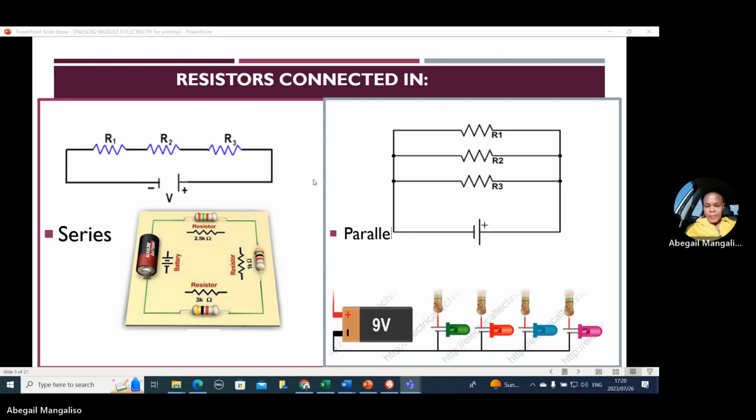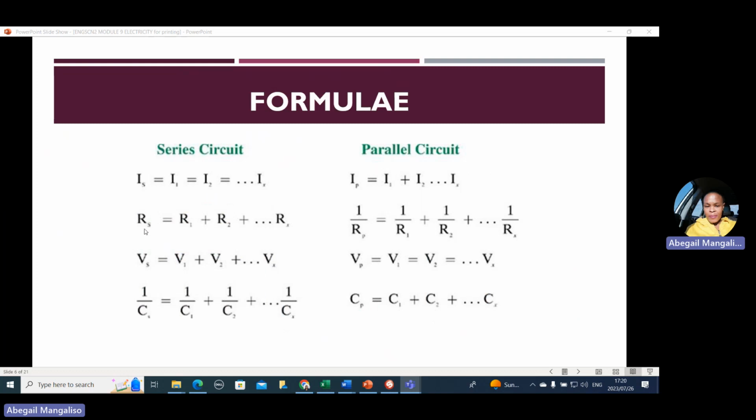And for the series connection, when you calculate the total resistance, you add. It will be R1 plus R2 plus R3. If there are 5 resistors in series, it will be up to plus R5. So you add the resistors.